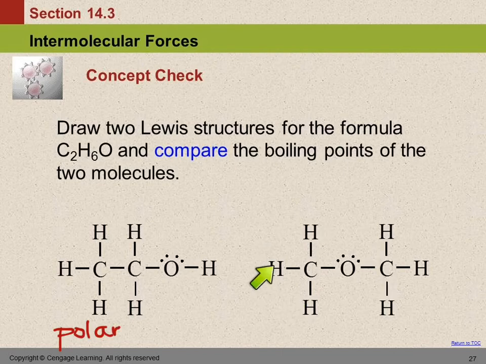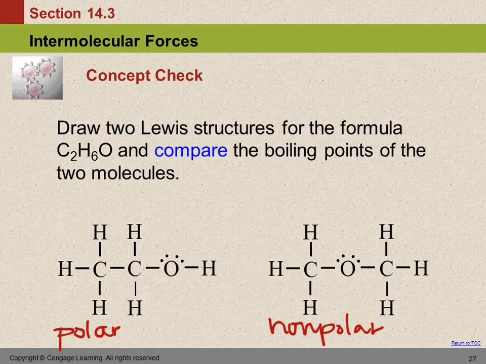What about this one over here? Is that one lopsided? Not really, right? There's an oxygen in the middle, and then both sides are the same. Turns out this one's a little bit polar, but not nearly like the other one. So we can basically call that nonpolar, which is what I would expect you to come up with. So just looking at that, polar versus nonpolar, which would you expect to have a higher boiling point?